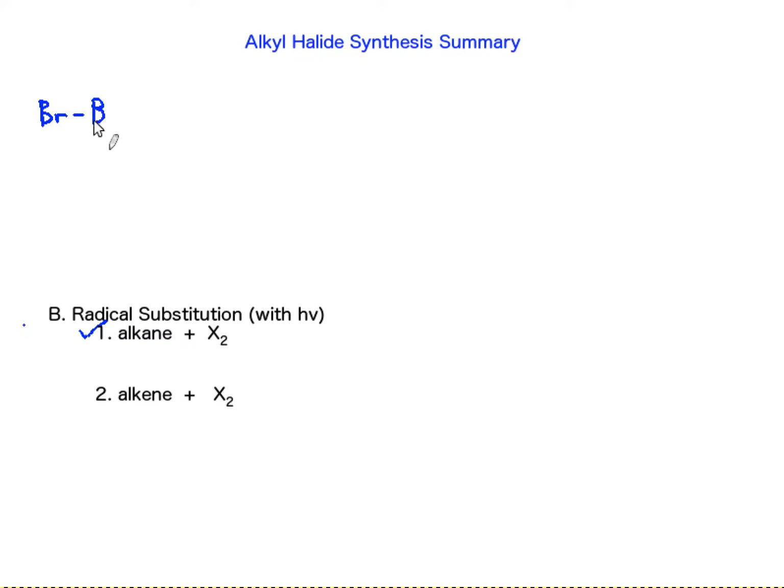Now we can either have bromine in the presence of UV light, right, that UV light splits our bromine-bromine bond in an initiation reaction to give us our two bromide radicals.